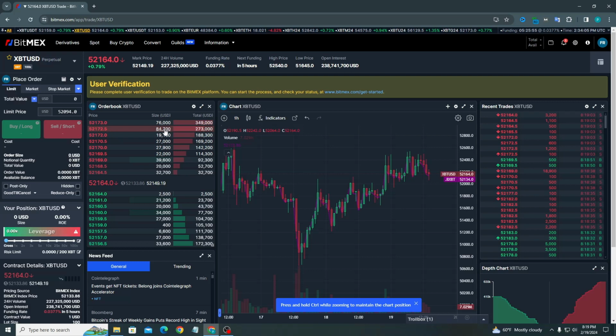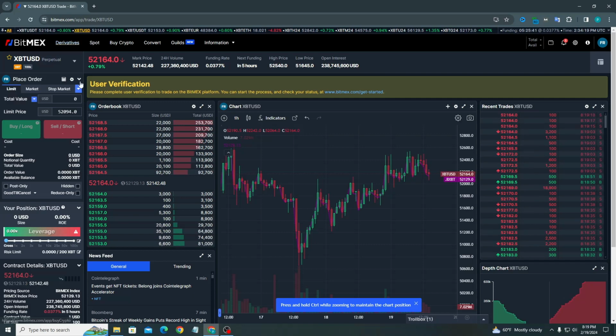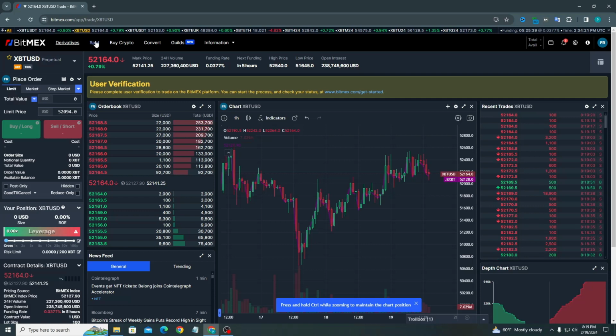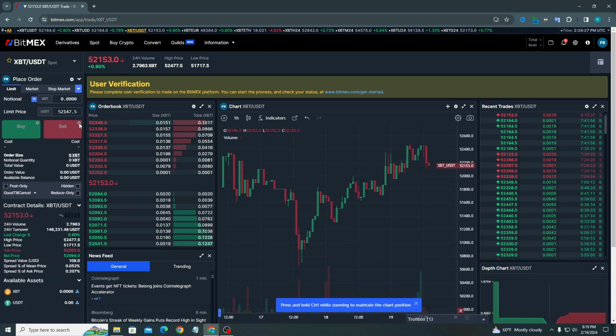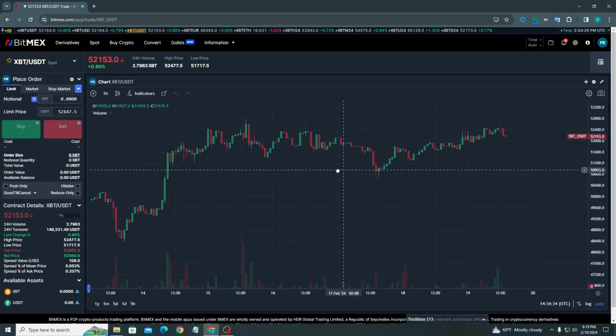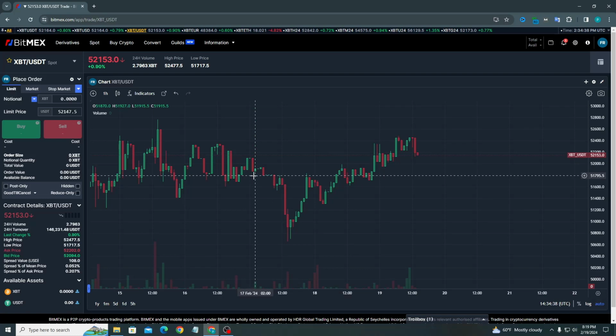So let's talk about it before moving to buying crypto. You can see the overview and the interface that I'm showing you. And if you tap on derivatives, then you will be redirected to this page. And there is spot trading also. Spot trading and derivatives are both different. Whichever trading you choose, you can do the trading and invest your money over here.